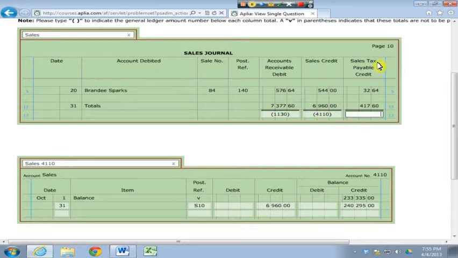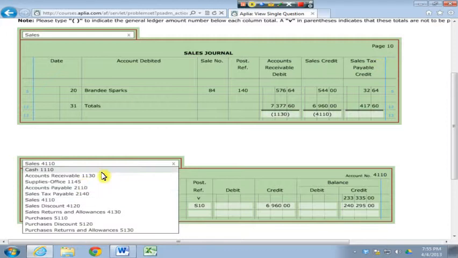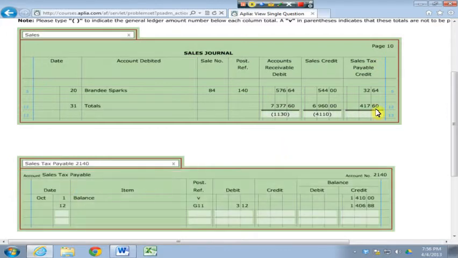Okay, then we're going to record the sales tax payable. So I'm going to go to the sales tax payable journal. And why don't you walk us through what we need to do? Okay, so the first thing we're going to do is record the date, which is the 31st. The information is coming from S10. This is a credit column, so we're coming to the credit column. The amount is $417.60.